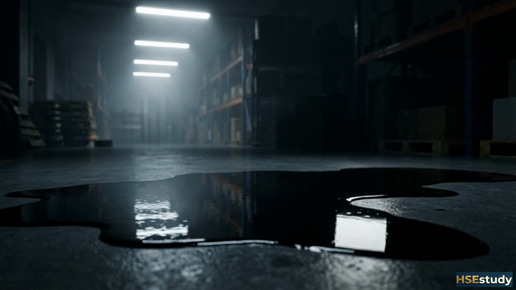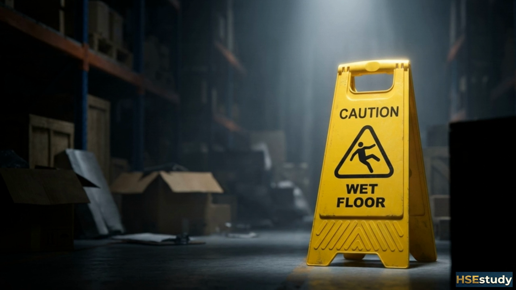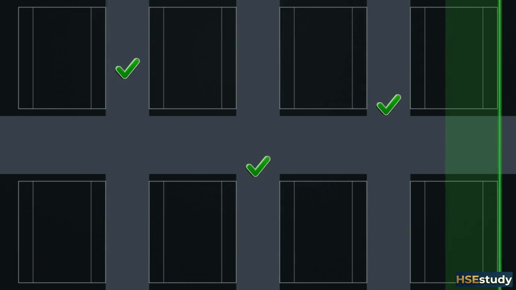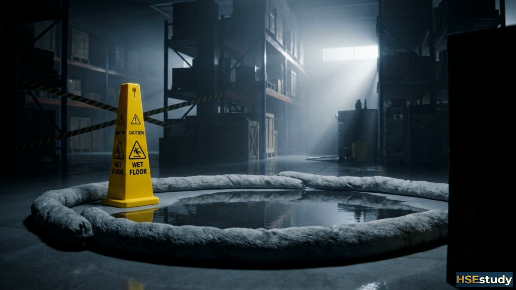The second failure is in the environment, the unbarricaded puddle on the floor. Leaving this spill exposed is a failure to control walking and working surfaces under OSHA standard 29 CFR 1910.22. This regulation requires all floors and passageways to be kept clean, orderly, and sanitary. Preventing this requires immediate spill response protocols and designated barriers.